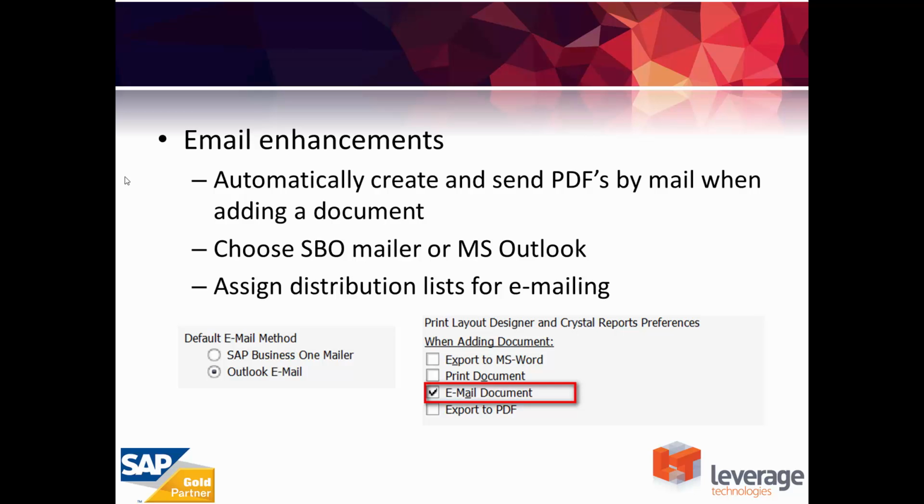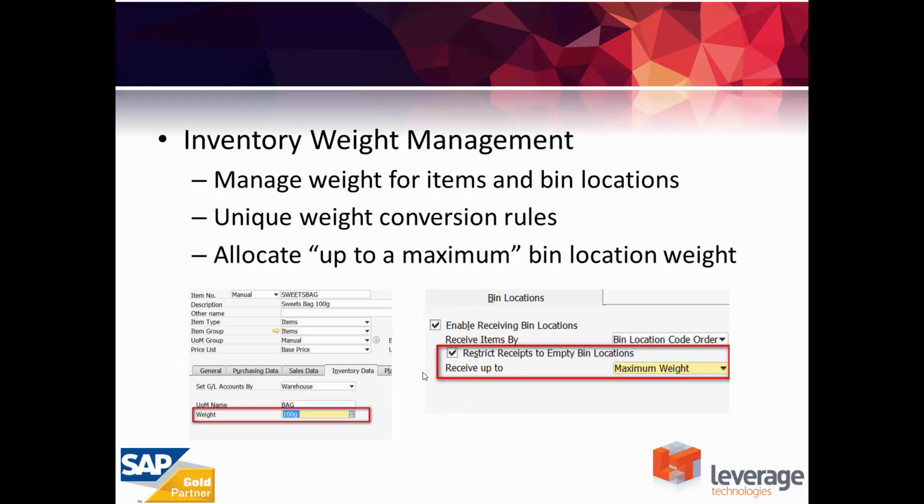I can choose now between SBO Mailer and MS Outlook. So again, I've got some choices in SAP Business One where I can choose the default email method to be Mailer or Outlook. And I can assign distribution lists as well. So again, some nice, great little usability enhancements in SAP 9.1.